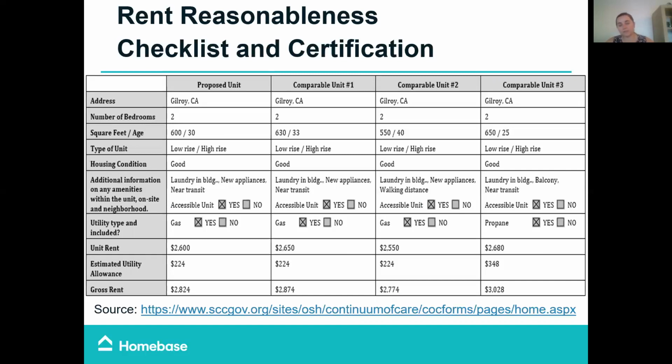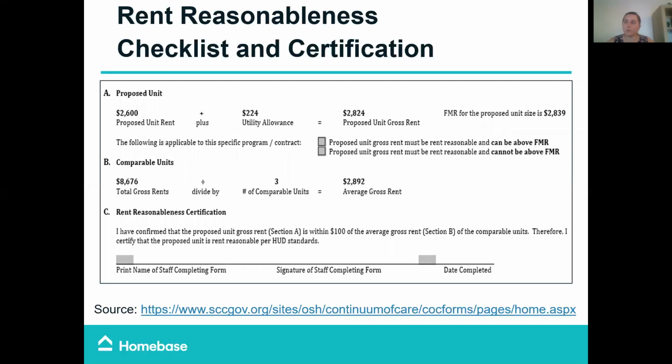Now we're moving on to the second phase of our analysis, which is considering whether the rent is reasonable as compared to these comparable units. So to look now at the bottom half of that form, which Nicole introduced us to a bit ago, Section A has the proposed rent for the proposed unit. Section B has comparable units. And in Section C, we certify whether it's rent reasonable.